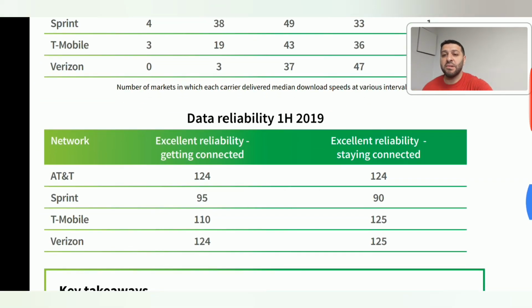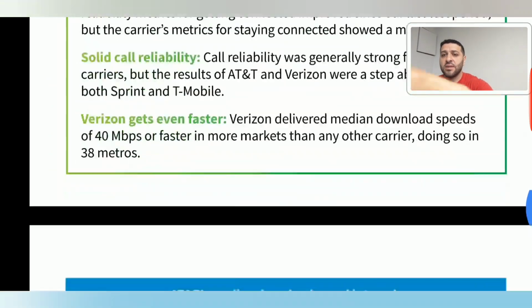Here's your data reliability. You've got excellent in getting connected and then excellent in staying connected. AT&T, very balanced, very good. T-Mobile, very balanced, very good. Verizon, very balanced and very good. Actually, AT&T and Verizon, very, very close there. And T-Mobile, right on their heels. Sprint, kind of a distant fourth in terms of data reliability during the half. And there it talks about the key takeaways.